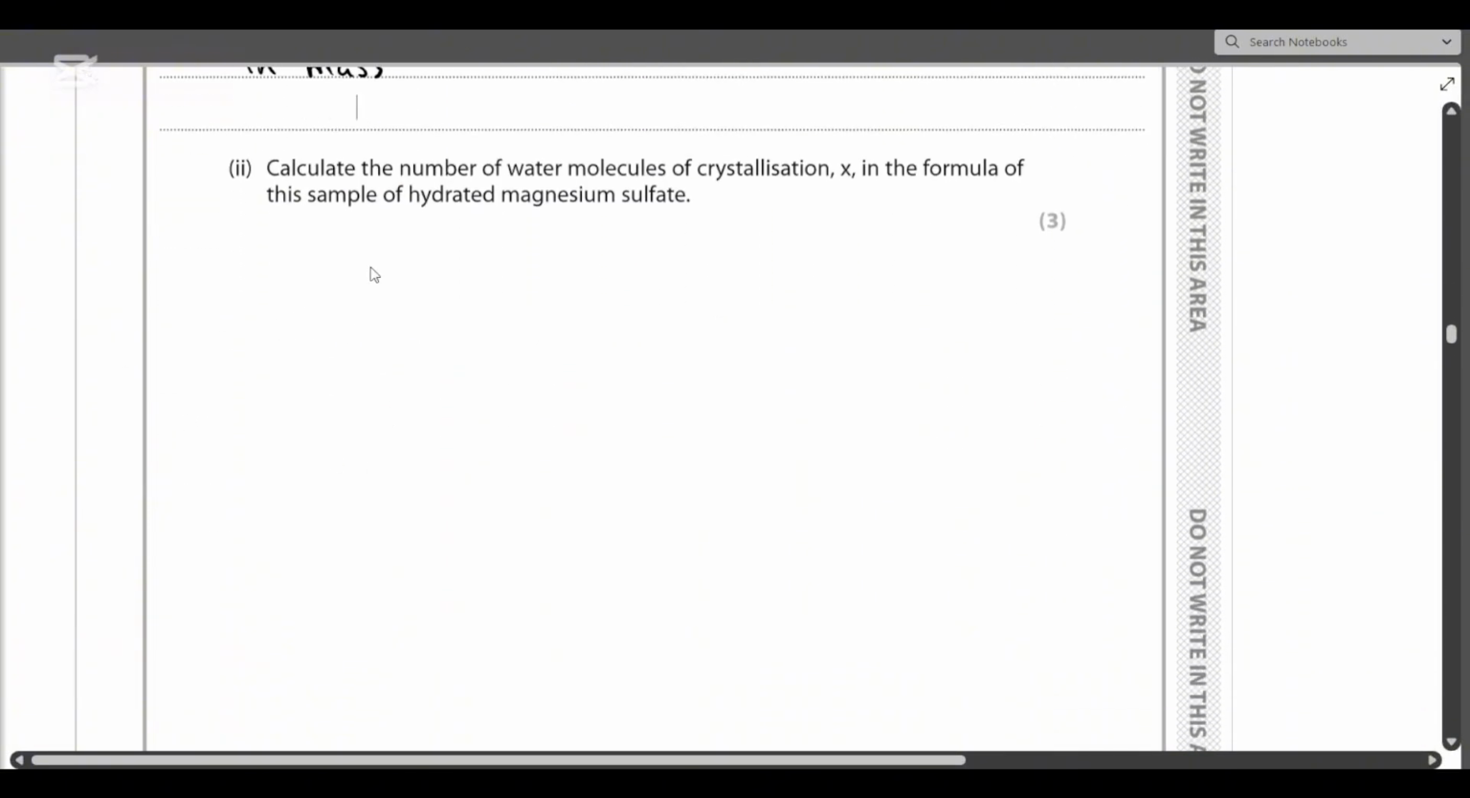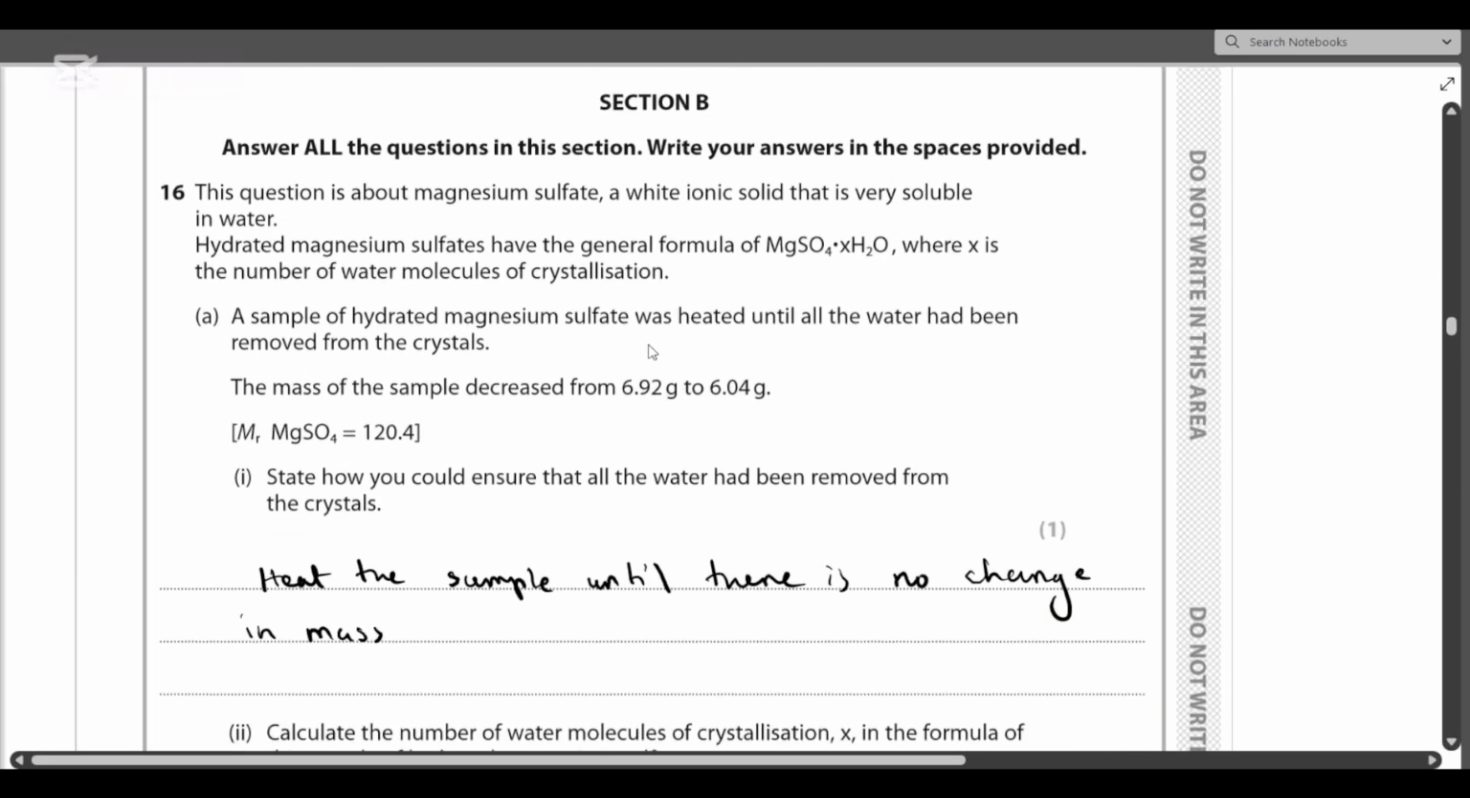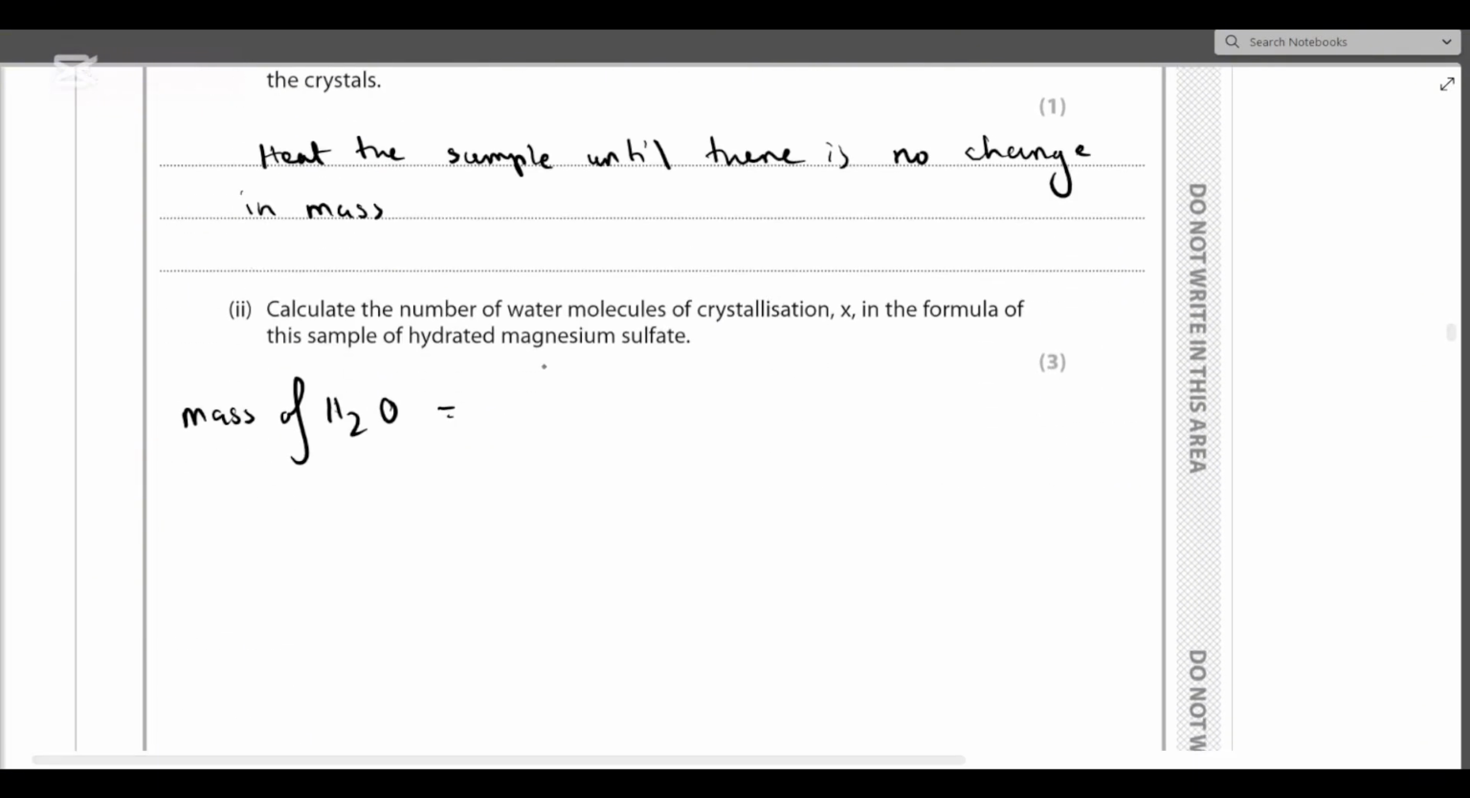Again, they said calculate the number of water molecules of crystallization, X, in the formula of the sample of hydrated magnesium sulfate. Now, of course, we need to at first calculate the mass and moles of water, which is, of course, the mass of water. You can easily calculate it by using the formula. You can see that the mass of the sample decreased from 6.92 to 6.04. So if you subtract 6.04 from 6.92 gram right here, we get about 0.88 gram. So that's the mass of water.